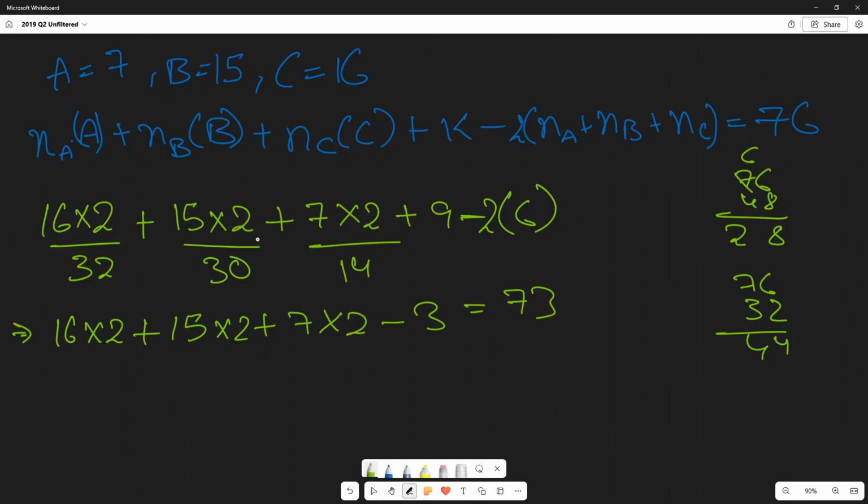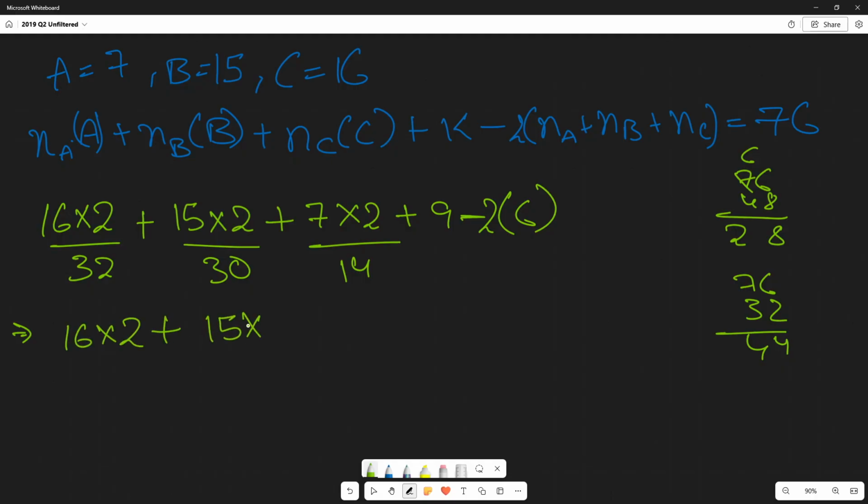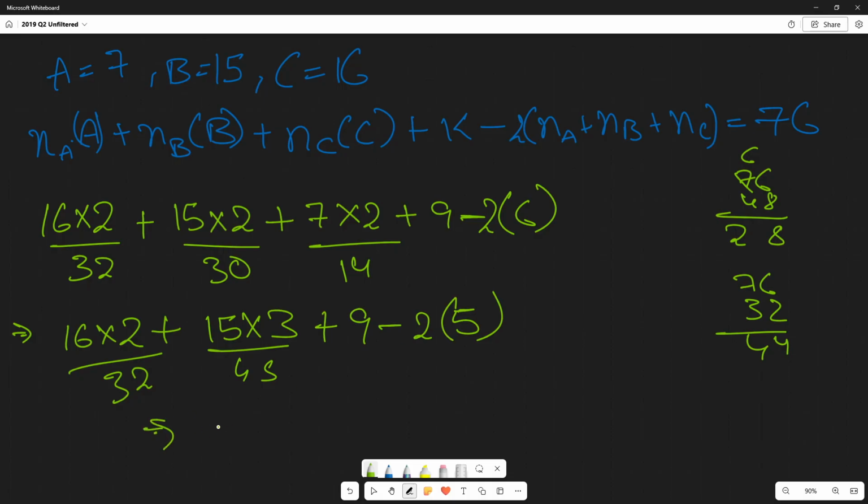Or what we can do is, yeah, 16 into 2 plus 15 into 3, which is 45. 32 plus 45 is 77, plus 9 minus 2 of 5, which is 10, which is minus 1. So we are getting 32 plus 45 minus 1, which is 76, is the correct answer.